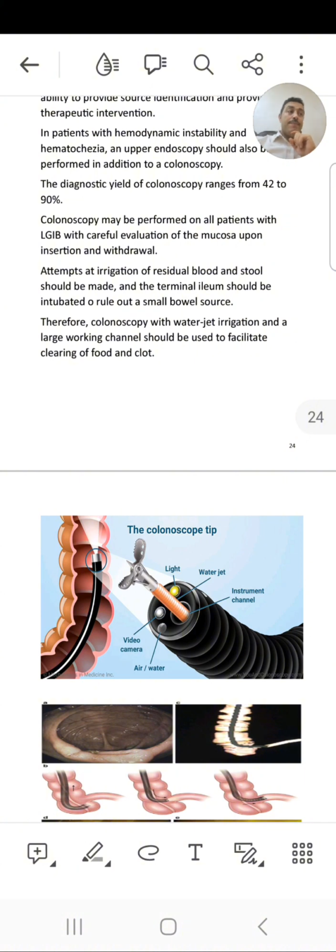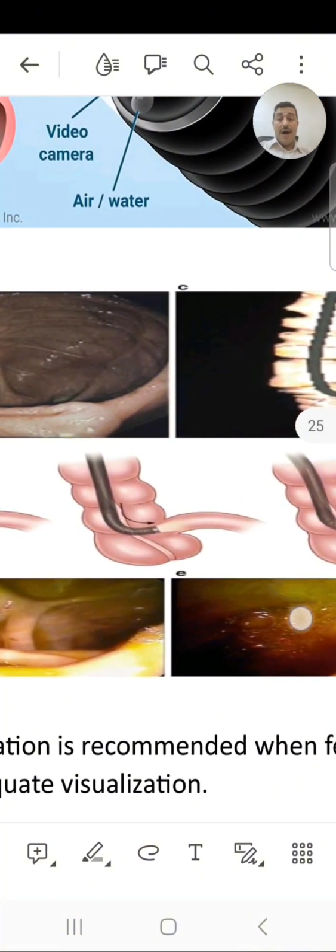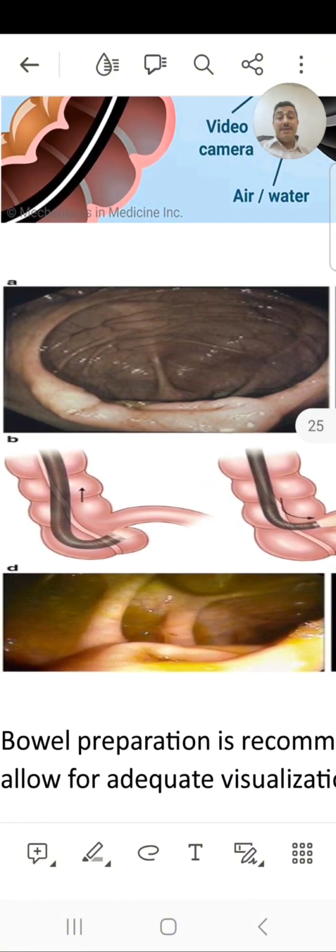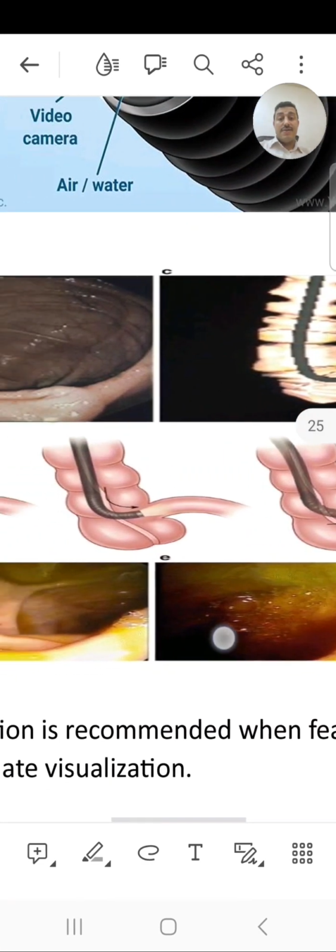While doing the colonoscopy, in case of lower GI bleeding, we need to intubate, we need to enter the ileum through the ileocecal valve in a retrograde manner. So we can rule out blood in the ileum, which as a result can rule out small bowel bleeding. You can see here the intubation, how the colonoscopist enters the ileum to see if there is bleeding.